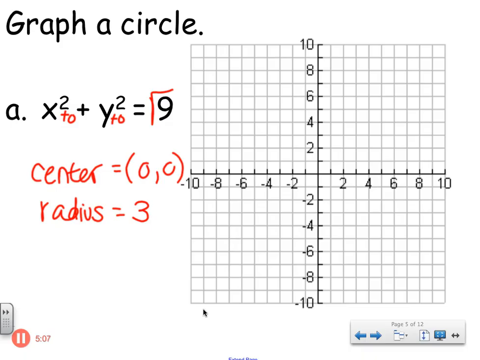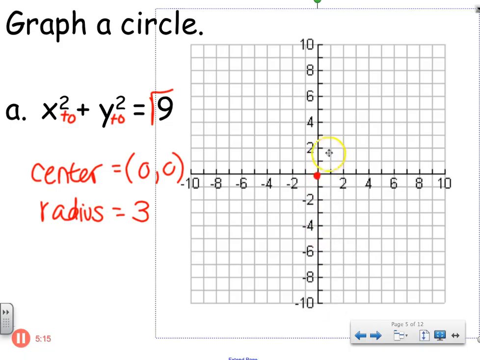So what we're going to do is graph the center at 0, 0. And then I need to go a couple directions and go a radius of 3. So I'm going to start at the 0 and count up 3 and put a point. I'm also going to go right 3 on that x-axis. I'm also going to go down 3. I'm also going to go left 3. Now if I try my best to connect all those points, that would be a circle.